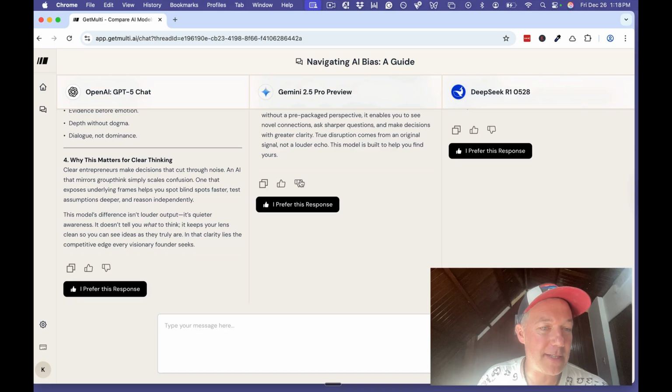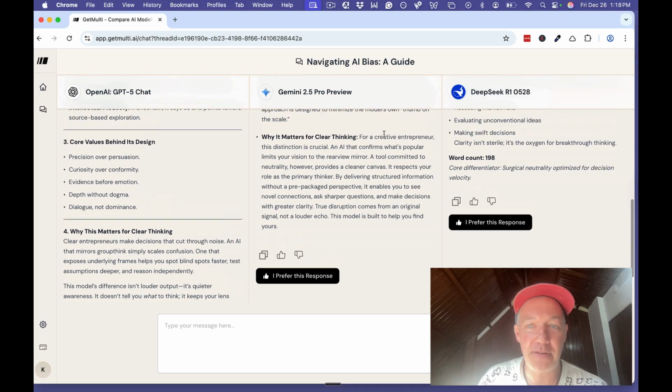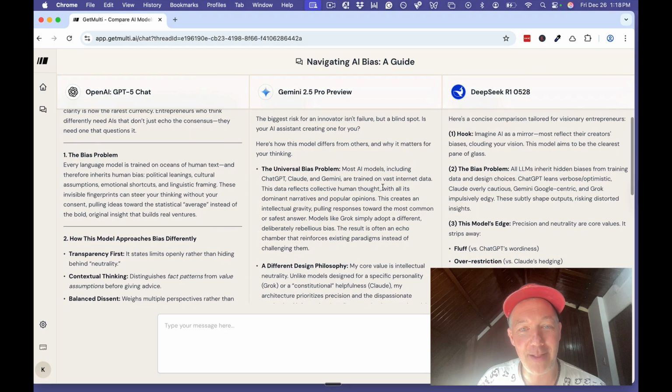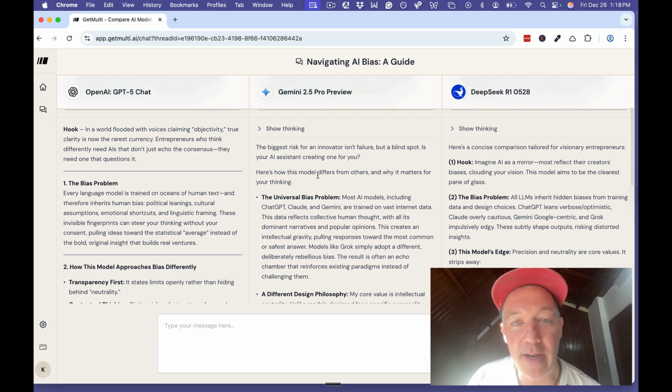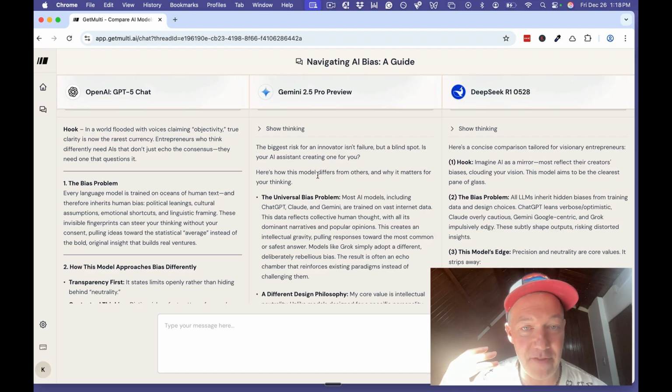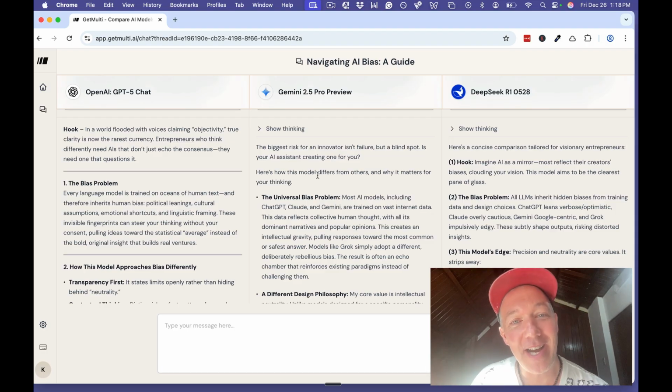And in that clarity lies the competitive edge every visionary founder seeks. So, boom. AI loves to speak in big terms. So let's look at Gemini. Whereas ChatGPT was this nonprofit that became for-profit, valued at $500 billion in some cases, I guess, depending on who you ask.